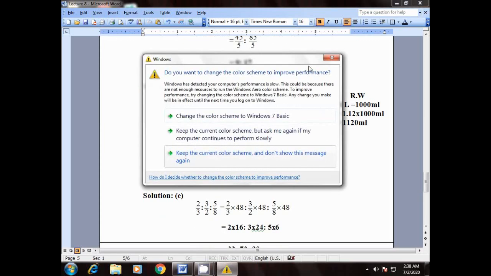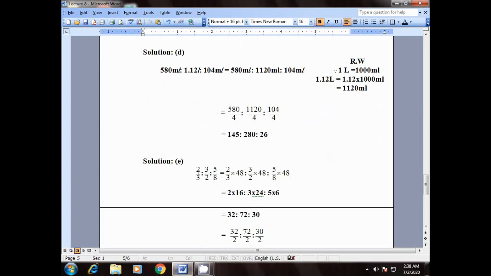Next part from question number 1. 2 divided by 3 ratio 3 divided by 2 ratio 5 divided by 8. First of all, we will remove the denominators. Let's take the product of denominators. 3 times 2, 6. 6 times 8, 48. Now we will multiply this 48 by the first quantity, then by the second quantity, and then by the third quantity to remove the denominators.